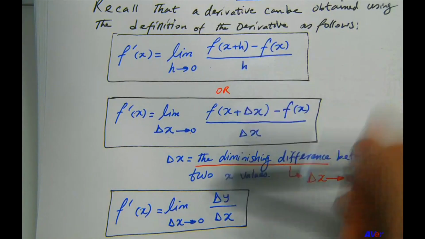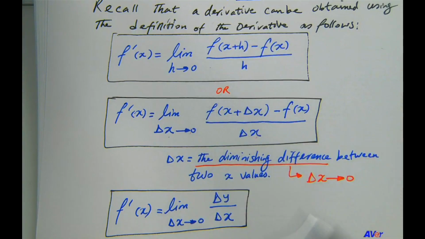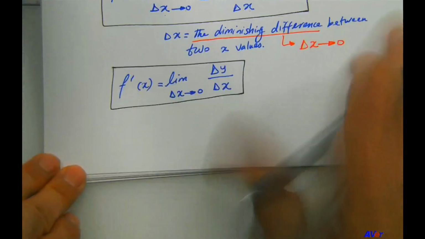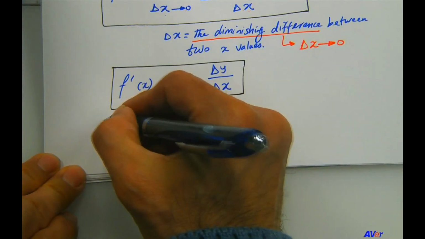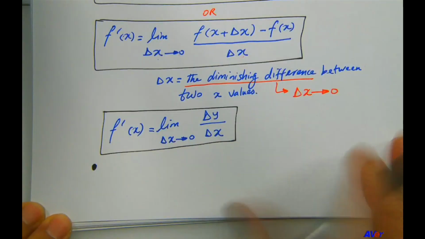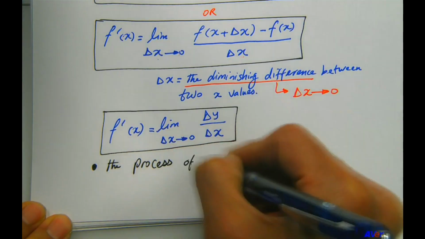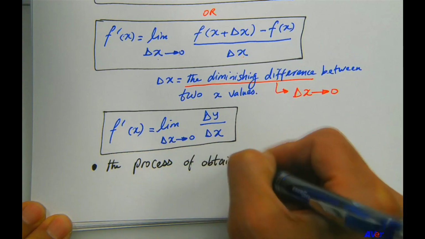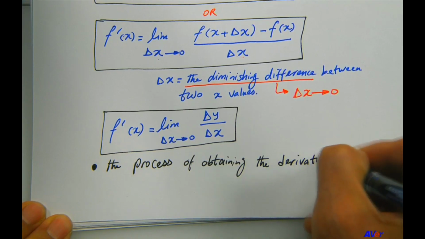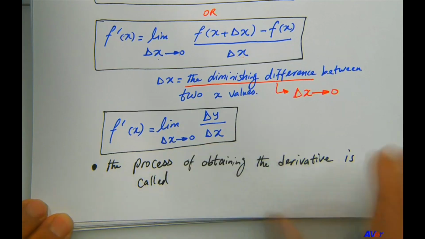Okay. So when we go through this process of calculating this derivative, this process is called differentiation. So let's write that down. I'm sure you already had thought of that, but just for the sake of your notes, we're going to write this down, that the process of obtaining the derivative is called differentiation.